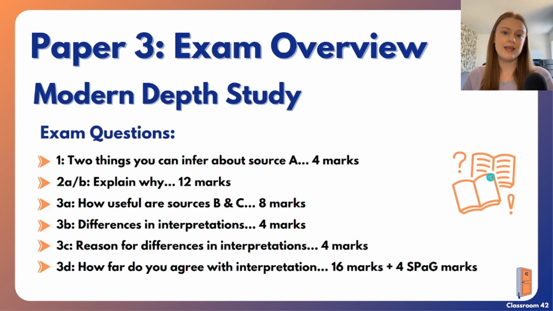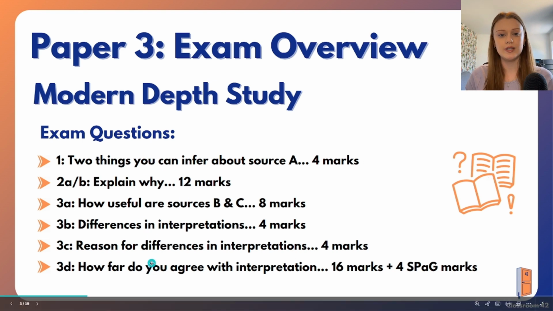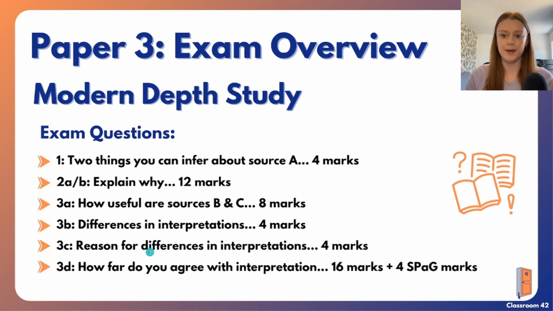So let's have a look at the question types for this paper. So you've got quite a few different question types here, and we also look at sources and interpretations within this paper. So your question 1 is 2 things you can infer about source A, and that's 4 marks. Your question 2A/B, because for this one you get to choose which question you answer, and this is an explain why question that's worth 12 marks. Your question 3A is how useful are sources B and C, and that's worth 8 marks.